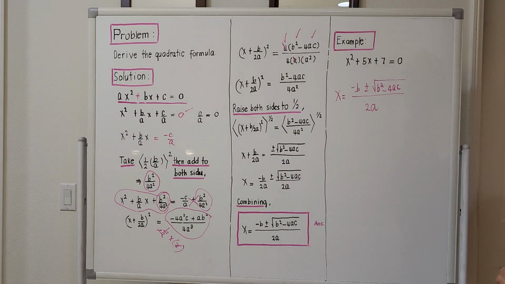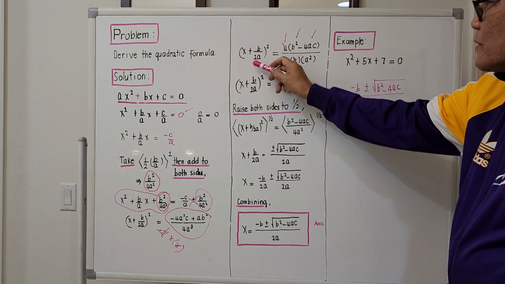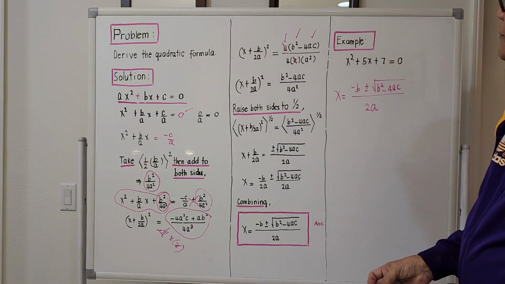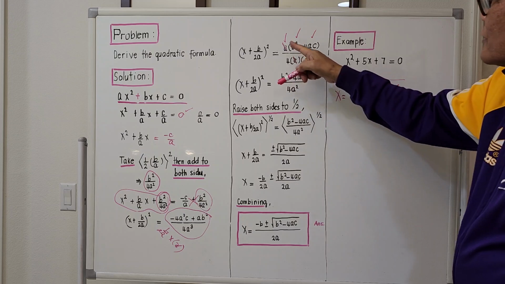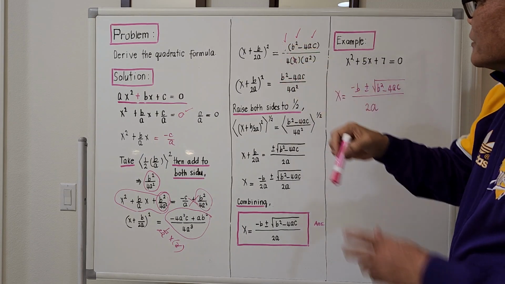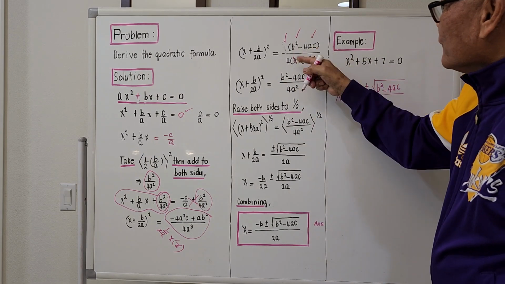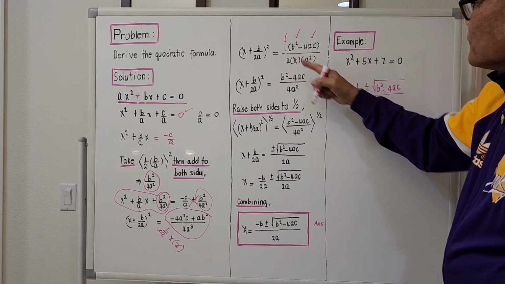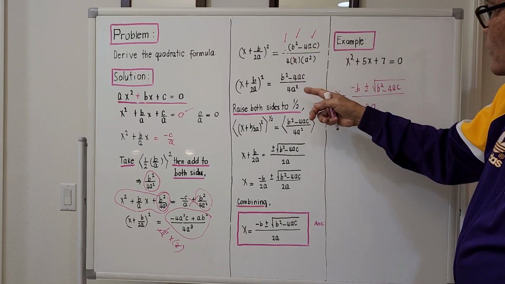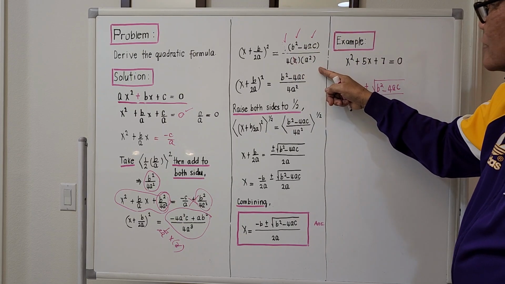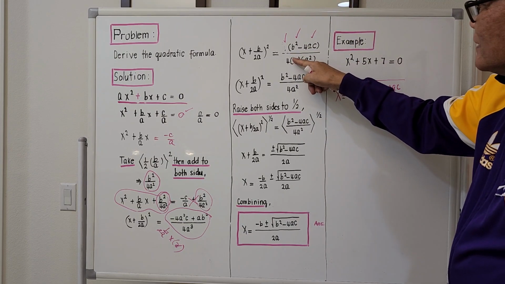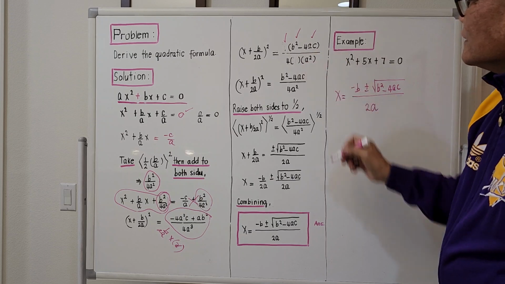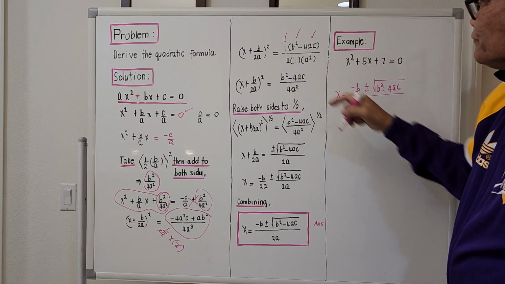Okay? So x plus b over 2a quantity squared should now be equal to, since this is gone, it seems this is 1. Because 1 times this is just b squared minus 4ac. And for the resulting right hand side, it will now be b squared minus 4ac. This is gone, right? It seems this is 1. So this is 4a squared.